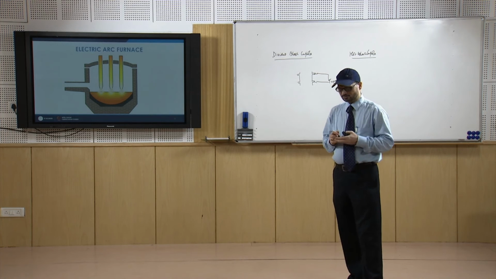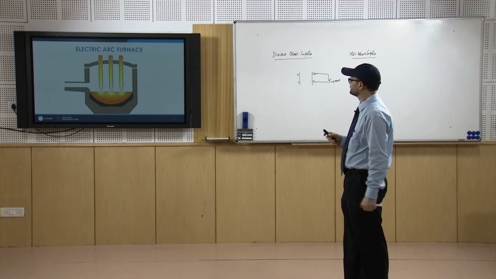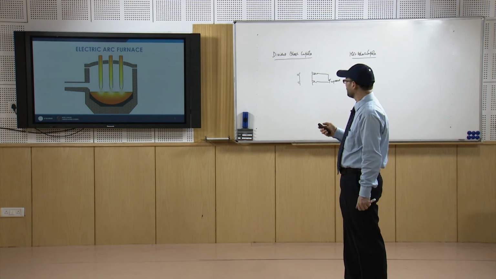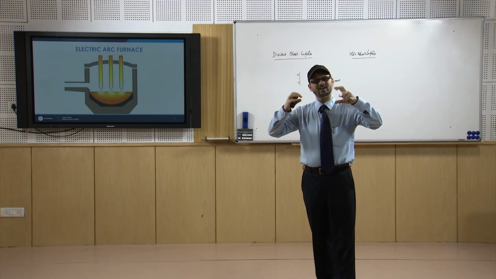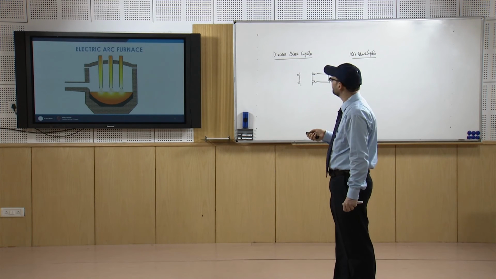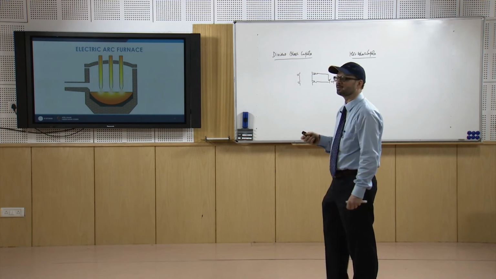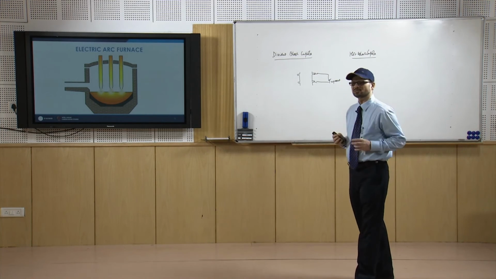So, next comes the electric arc furnace. The electric arc furnace works on the principle of the resistance offered by the melt, and the arc is generated. These are the electrodes; you may have a number of electrodes depending upon how much heat you want to generate and what the size of the furnace is.